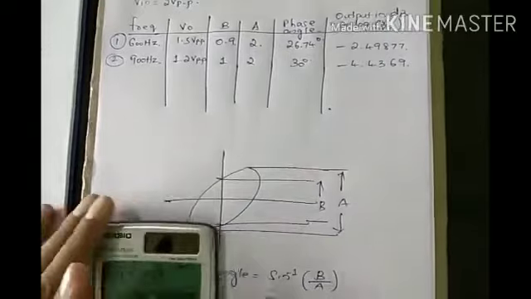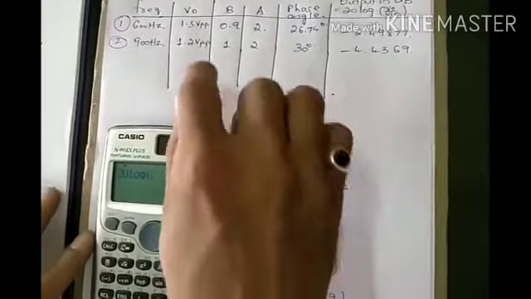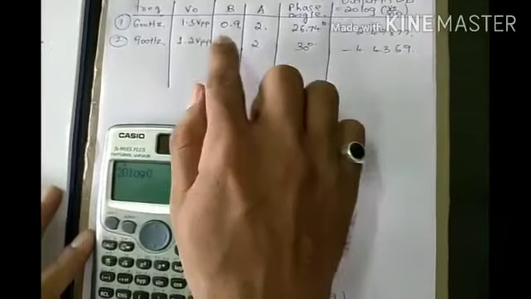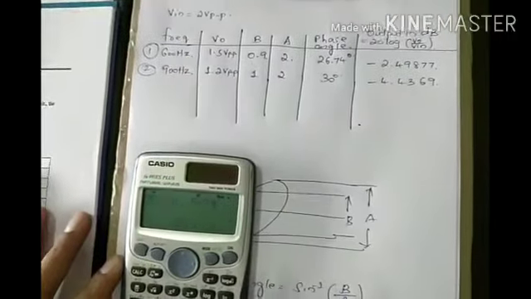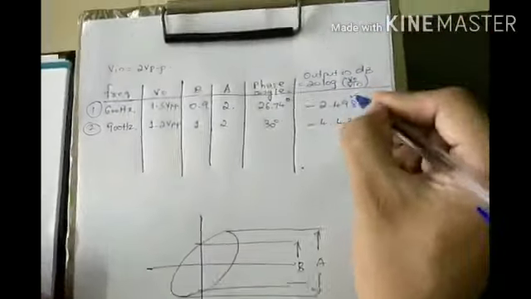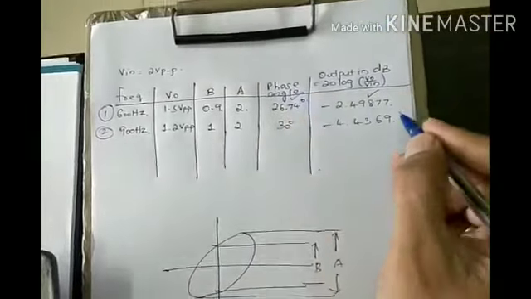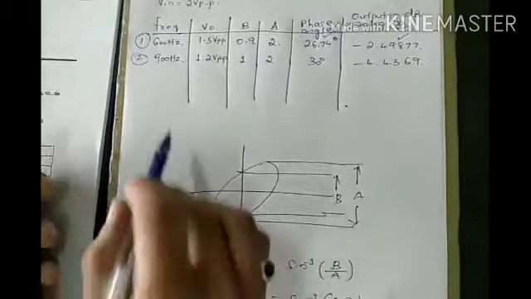Then next we have to calculate the output in dB, 20 log V0 by Vin. So that will come out to 20 log of V0, which is 1.5, divided by 2 volt peak to peak. So this is how much? Minus 2.4987. So that is what I have written here, minus 2.49877, in dB.